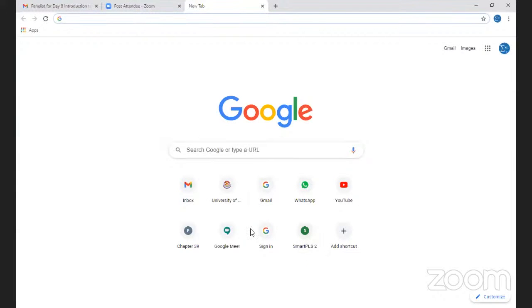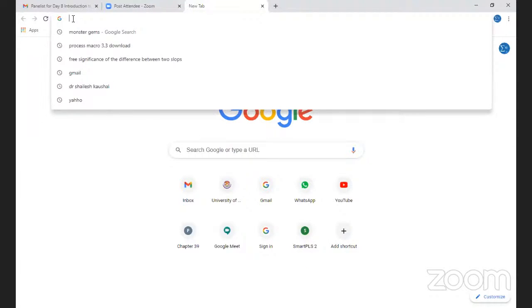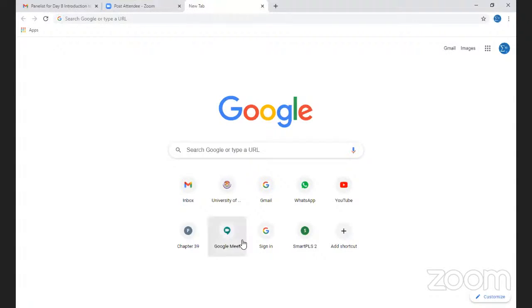Now I am sharing. Can you see this output? Google. Can you see Google? Is it visible? Please inform me through chat. Okay, thank you. Now, your question is how to download the process macro.